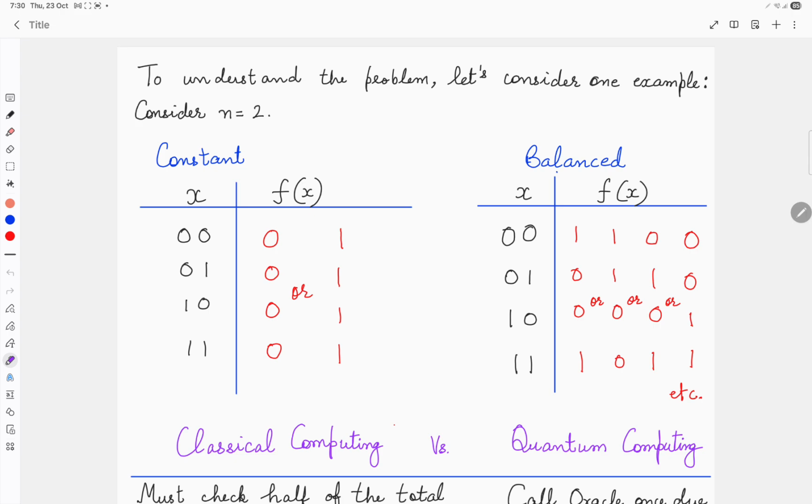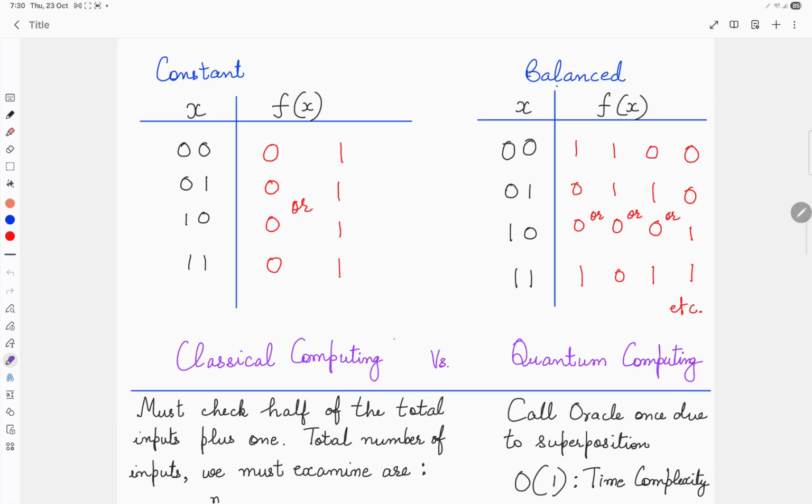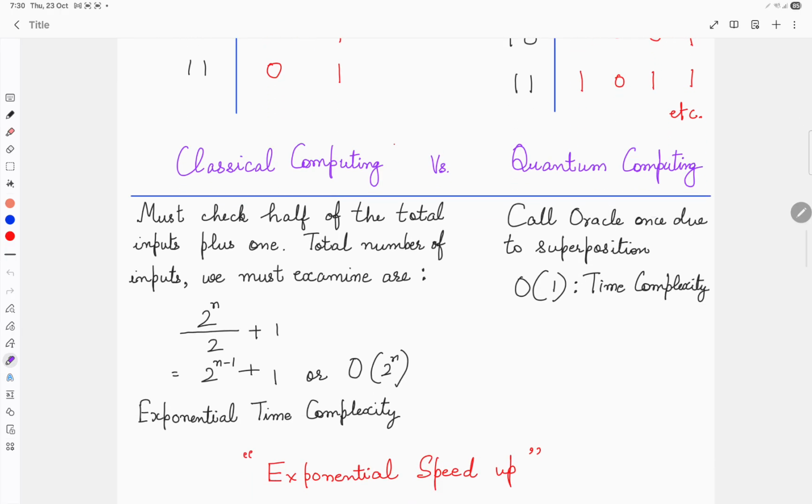In the case of a constant function, it will give a constant output for all the inputs. In the case of a balanced function, it will give 1 for half of the inputs and 0 for the other half of the inputs. Now, applying the same algorithm through classical means, how many queries will we have to make? We will have to make half plus 1. If we apply an n qubit input, how many possible inputs are there? 2 raised to the power n, divided by 2, makes it half plus 1.